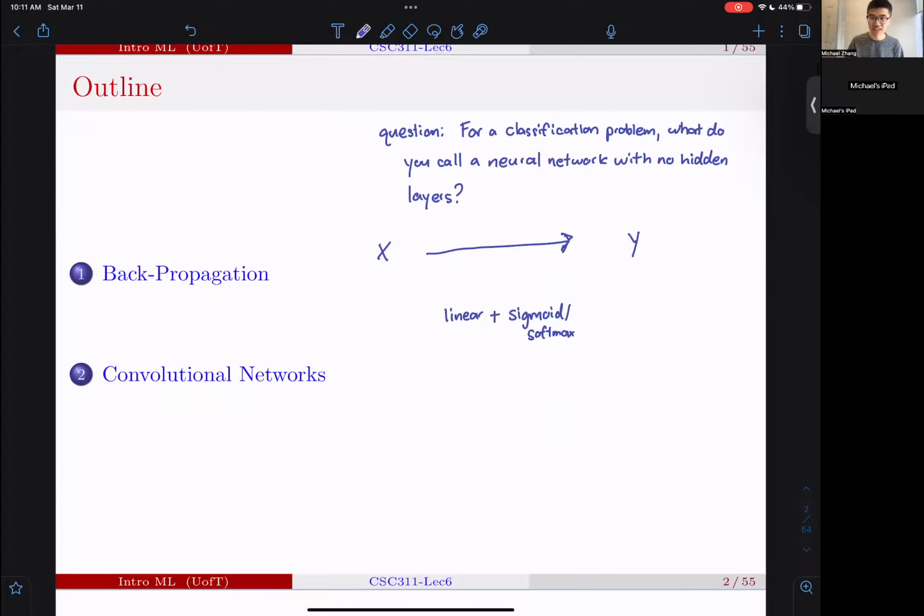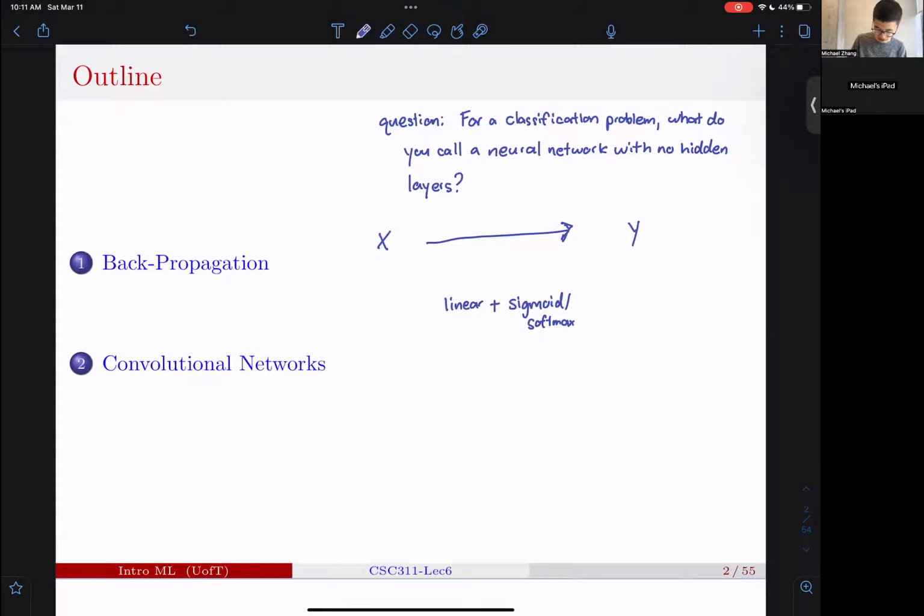All right, so in this case, if we have a neural network with no hidden layers, we actually can just call this logistic regression, which we've previously discussed before in class. Remember, the idea behind logistic regression is we try to learn a linear mapping from our inputs to our outputs, and we apply a sigmoid in the case of binary classification or a softmax function to squish our y's into probabilities between 0 and 1, at which point we apply our loss.